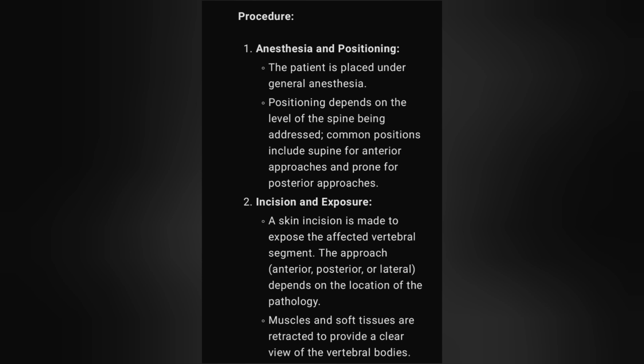Next, removal of the vertebral body. The vertebral body is carefully excised using surgical tools, including the removal of intervertebral disc above and below the affected vertebra. The extent of the removal is guided by the underlying pathology. Decompression. Decompression of the spinal cord and nerve roots is achieved by removing the posterior vertebral wall and any other compressive structures.